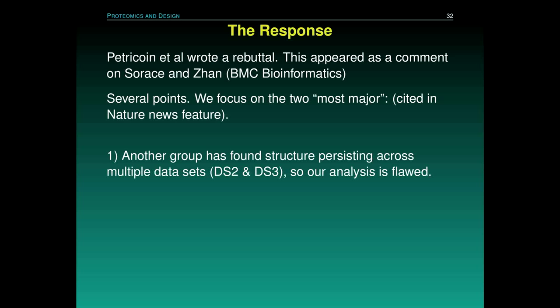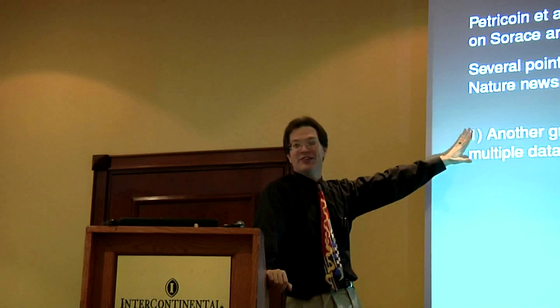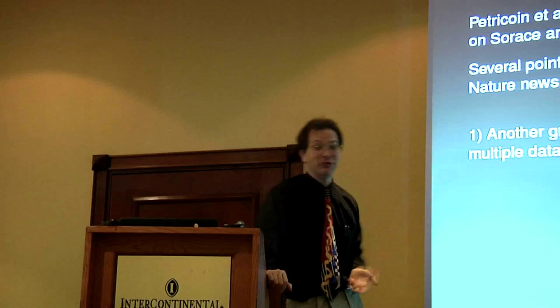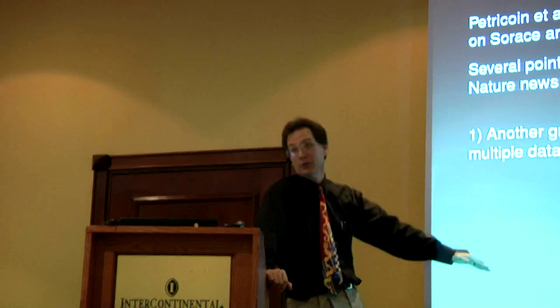So here's the first major criticism. The first one is that for those two data sets, data set 2 and data set 3, where we said same chip, but we couldn't find anything consistent, they pointed out that since we published that, another group had done just that. And they'd published in the Proceedings of the National Academy of Sciences. And since we'd only published in bioinformatics, theirs was obviously right and we were obviously wrong.